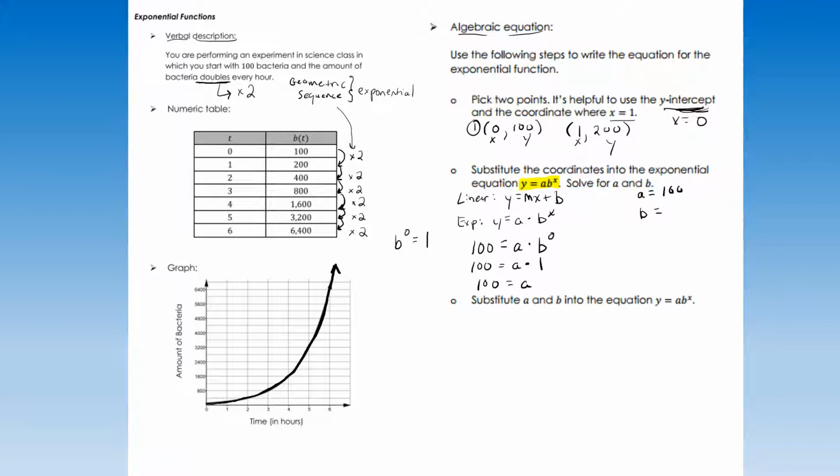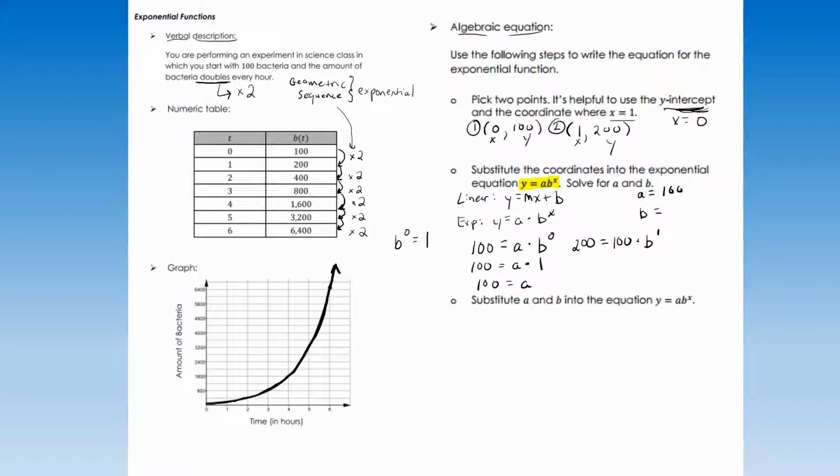Now we know what x, y, and a are. We want to figure out what b is. So now we need to use the second point. X is 1, y is 200. So I'm going to use y equals a times b to the x again. So y is 200. That's equal to a, which I now know is 100. So I replace a with 100 times b, and x now has become 1. So it's b to the first power.